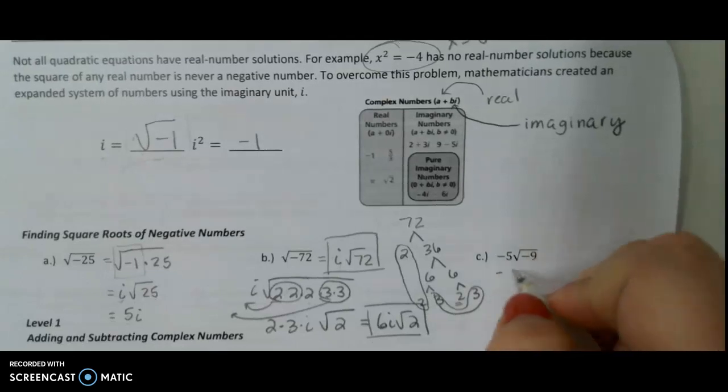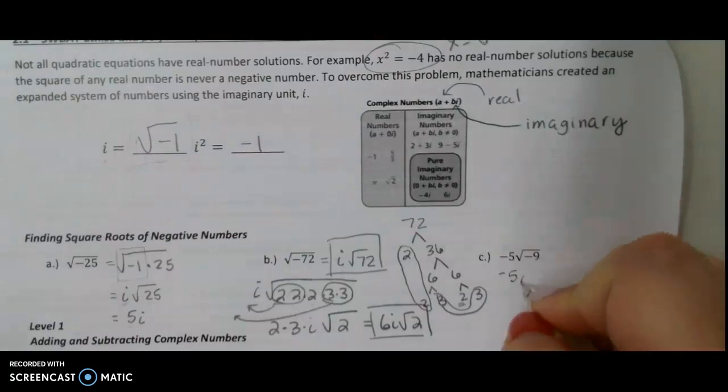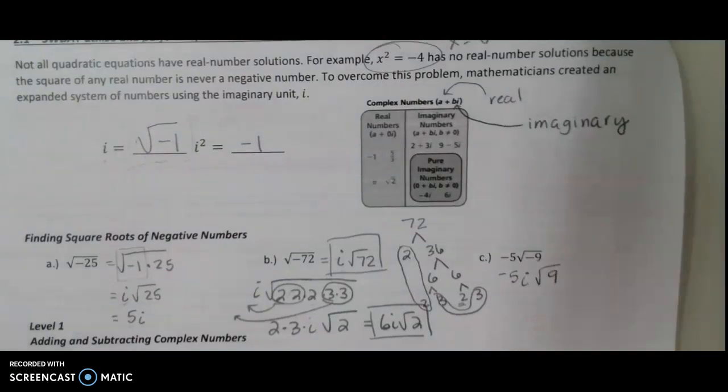The last type is if we have something like this. So we have -5, and then if I want to get rid of the negative that's inside this square root, I'm going to put an i, and then we still have the square root of 9 there.